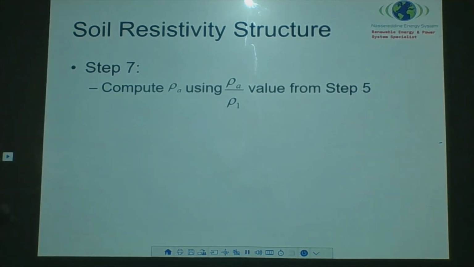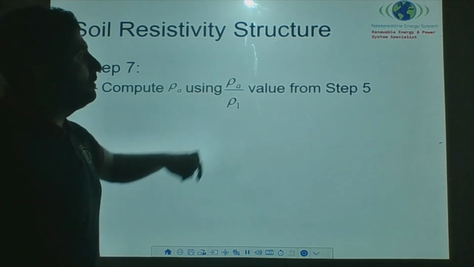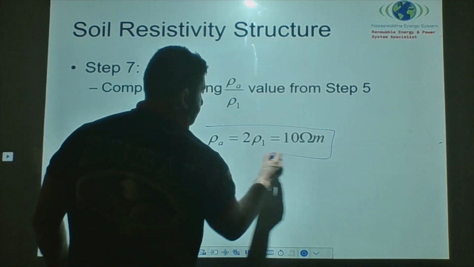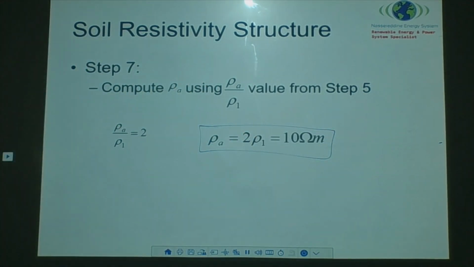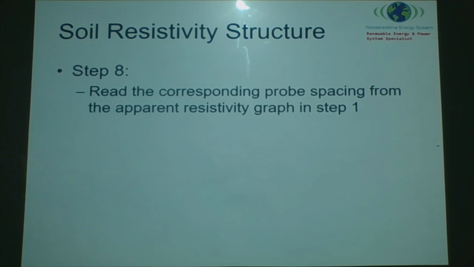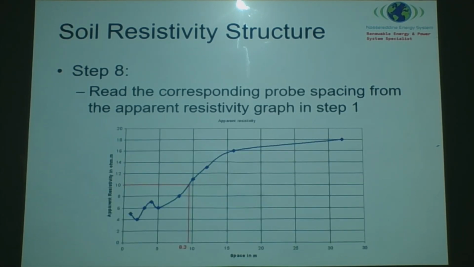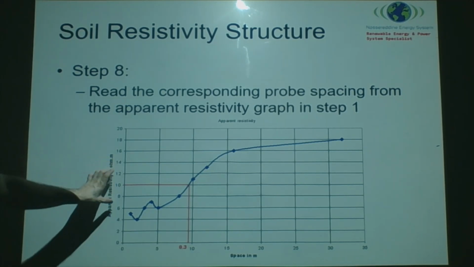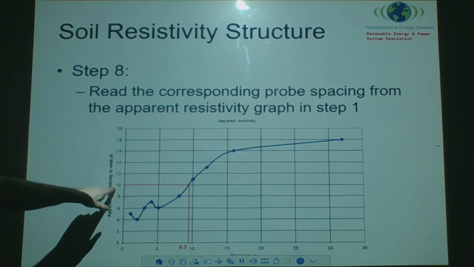Now, compute rho A using rho A over rho 1 from step 5. So therefore, I have rho A is 10 ohm per meter. So after what we've done, we obtain rho A is 10.